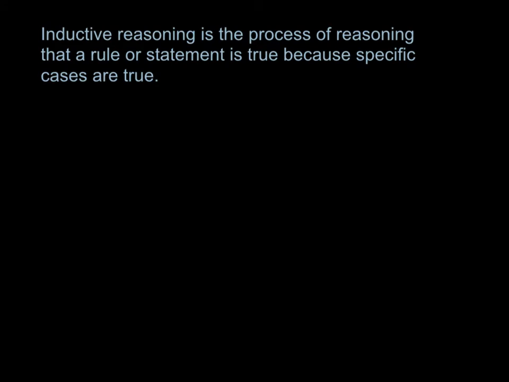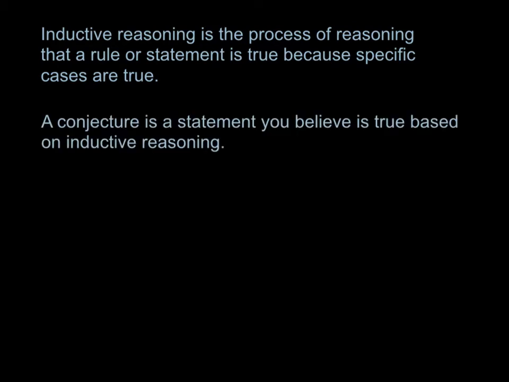So here's your first vocab word. Inductive reasoning is the process of reasoning that a rule or statement is true because specific cases are true. You may use inductive reasoning to draw a conclusion from a pattern. So your next vocab word leads to this. A statement that you believe is true based on inductive reasoning is called a conjecture. A conjecture is that statement that you believe is true based on the inductive reasoning that you have observed.